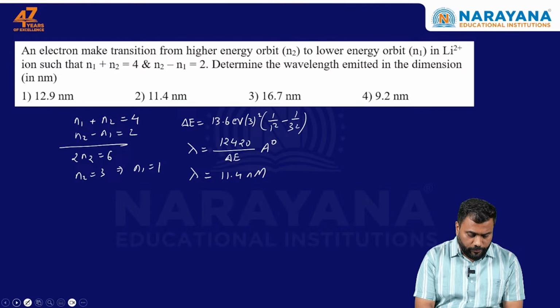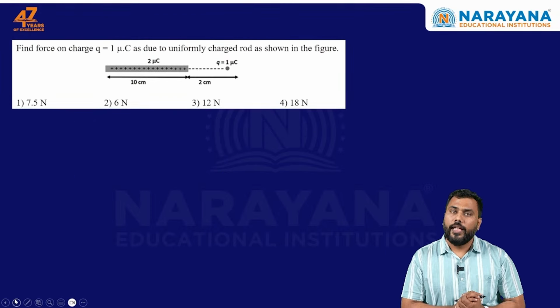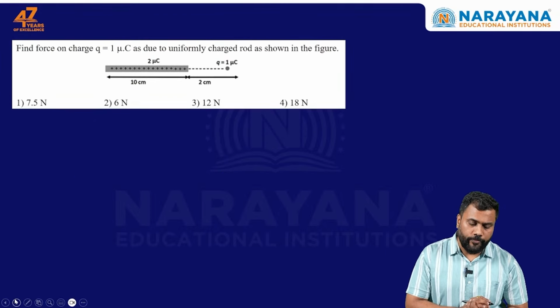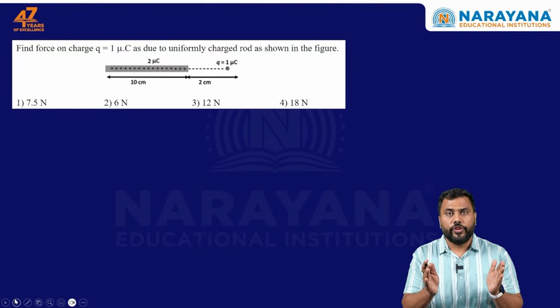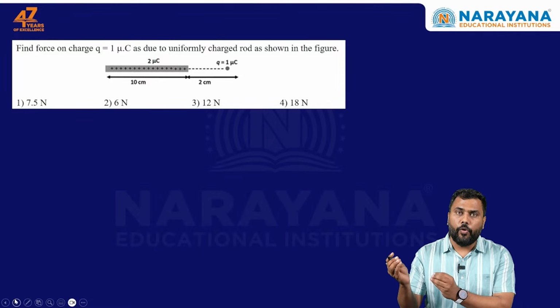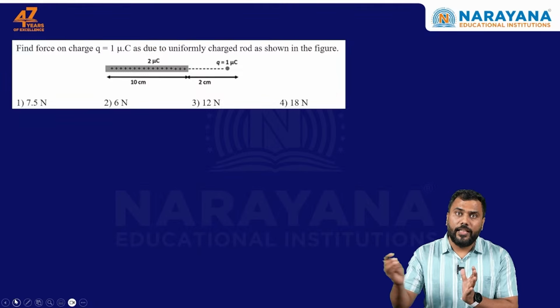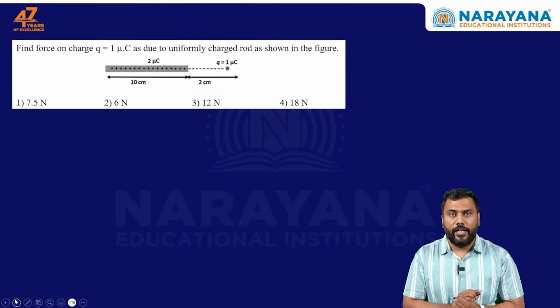Let us go to the next question. The next question is based on electrostatics. Here we have a rod which is uniformly charged, and there is a point charge also placed along the length of the rod at some distance from one of the ends of the rod.